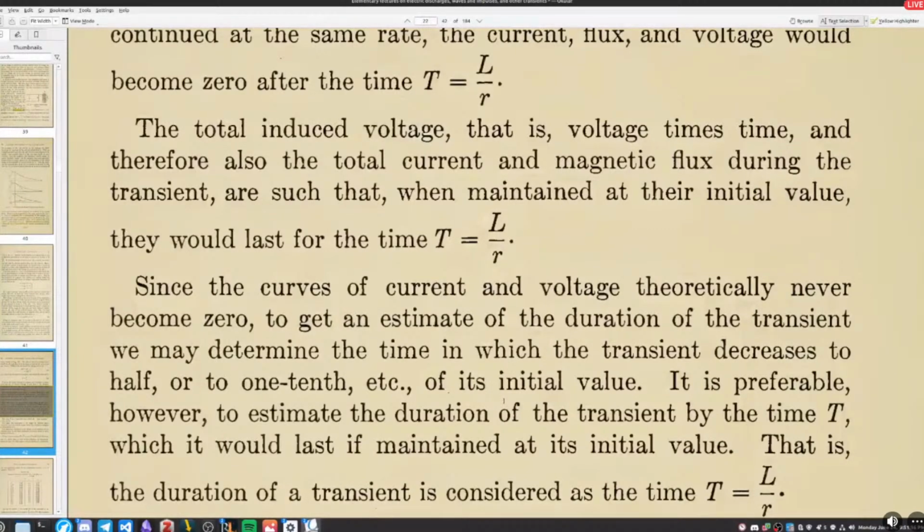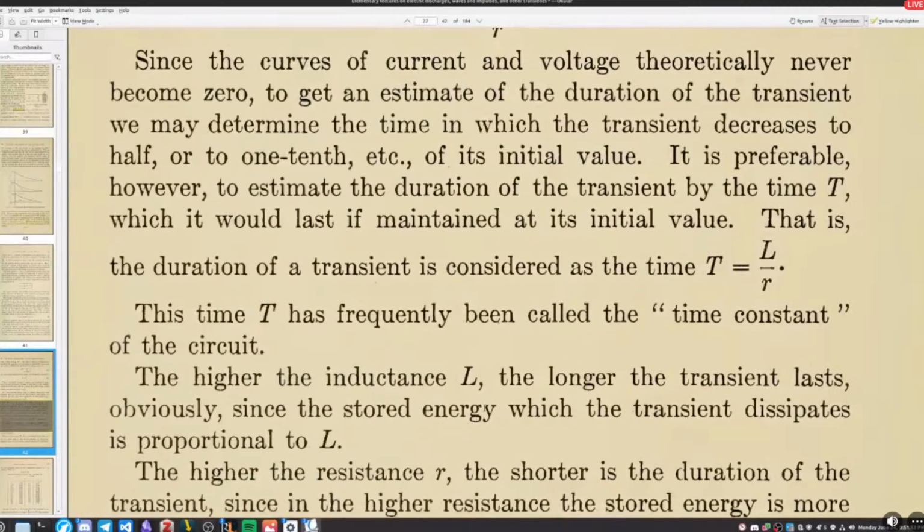Since the curves of current and voltage theoretically never become zero, to get an estimate of the duration of the transient, we may determine the time in which the transient decreases to half or to 1/10, etc., of its initial value. It is preferable, however, to estimate the duration of the transient by the time T which it would last if maintained at its initial value. That is, the duration of a transient is considered as the time T equals L over R. This time T has frequently been called the time constant of the circuit.